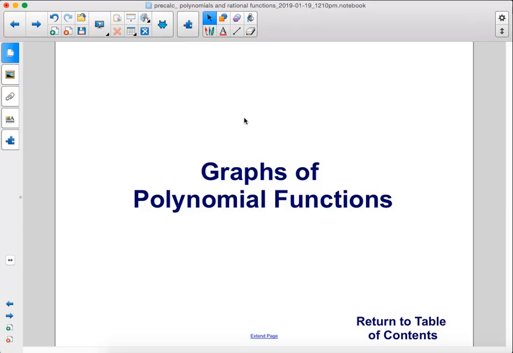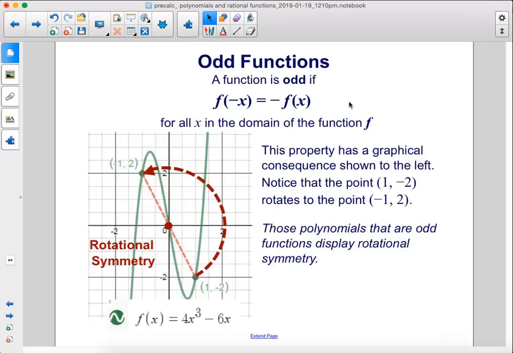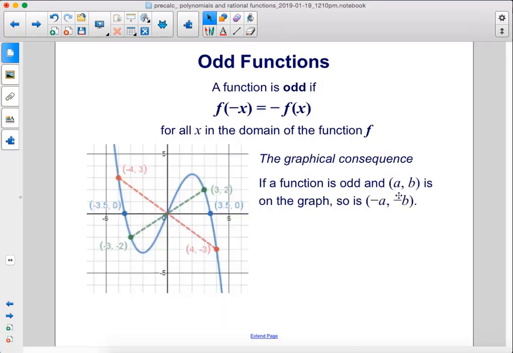Graphs of polynomial functions. A function is odd if f of negative x equals negative f of x for all x in the domain of the function f. This property has a graphical consequence shown to the left. Notice that the point (1, -2) rotates to the point (-1, 2). Those polynomials that are odd functions display rotational symmetry about the origin. If a function is odd and (a, b) is on the graph, so is (-a, -b).